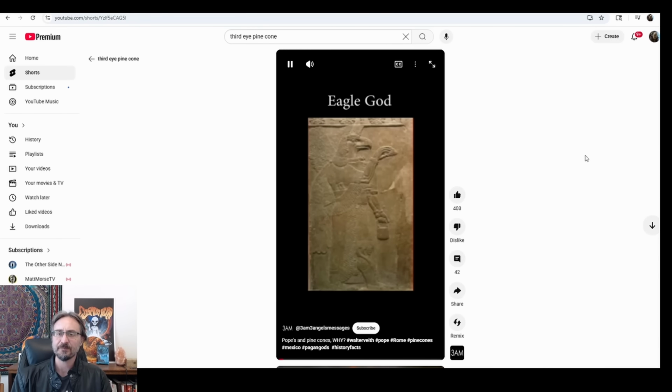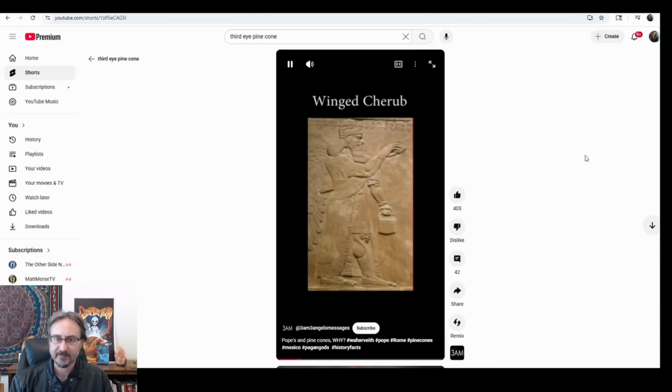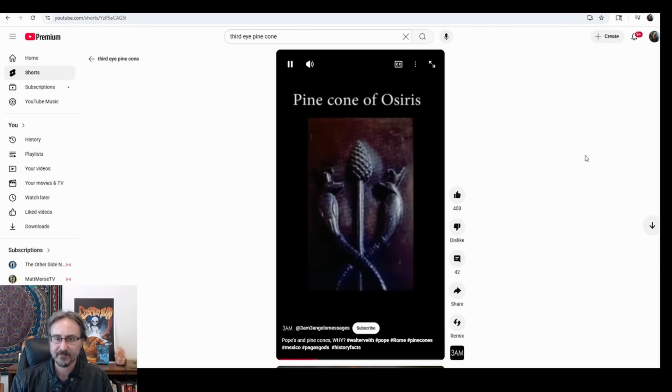Here you have the eagle god with a pine cone. That was the symbol of fertility. Here you have the ancient winged cherub with a pine cone, which was the symbol of his power through the fertility cult. The biggest pine cone and staff you'll find here, one of the biggest at least, here in Osiris worship. This is the Egyptian deity. Osiris had the shepherd's rod with a pine cone on it.